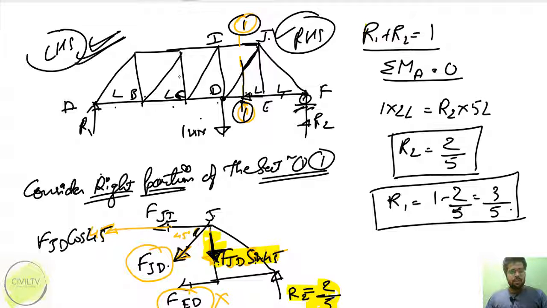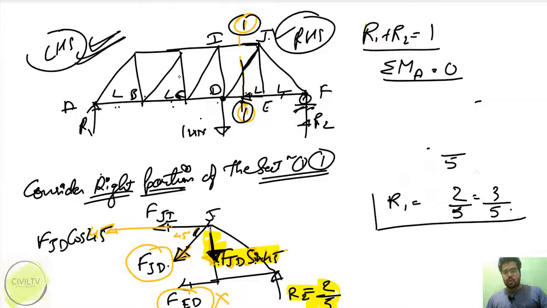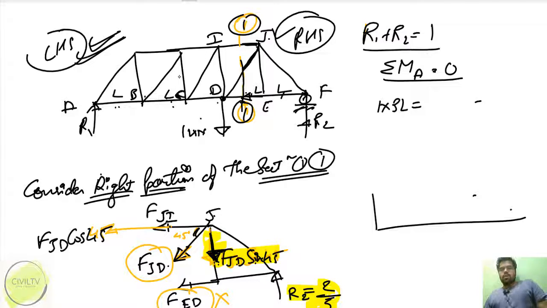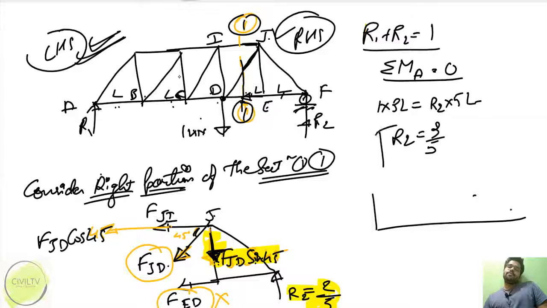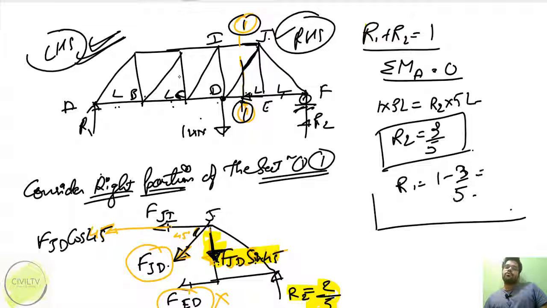So it will be 1 into L plus L plus L, 3L, right? So this R1 and R2 will change, right? देखते हैं क्या रहेगा. It will be 1 into 3L equals to R2 into 5L, right? So R2 comes out to be 3 by 5. And what will be R1? It will be 1 minus 3 by 5, so it comes out to be 2 by 5, right? So ये मेरा R1 and R2 की वैल्यू आ गई.